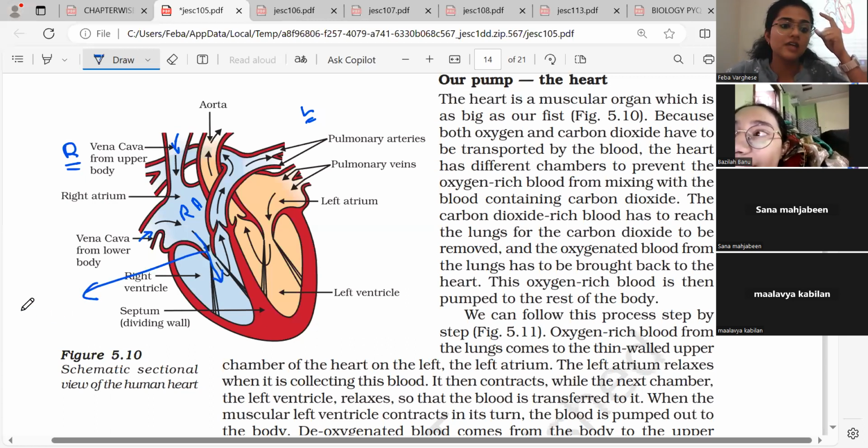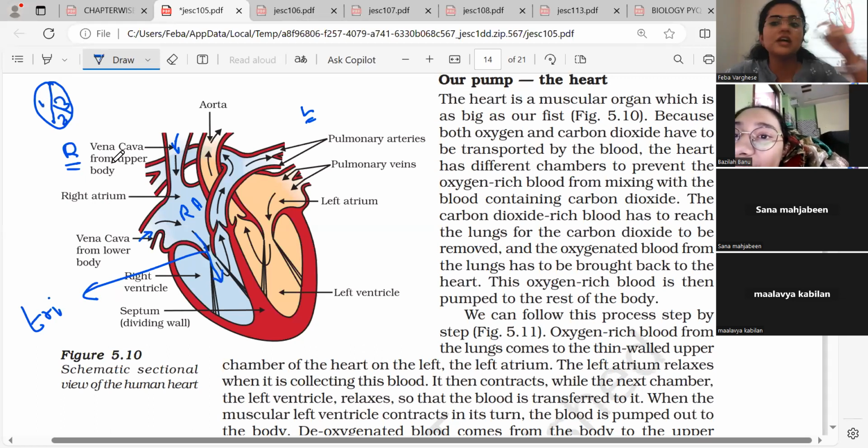Tricuspid valve. Why is it called tricuspid? Because it has got three cusps. 1, 2, 3. Three flaps are there. That's why it's called tricuspid valve. Cusp means flap. So it's tricuspid valve. And then from the right ventricle, what happens? The blood is going to move into the pulmonary artery.